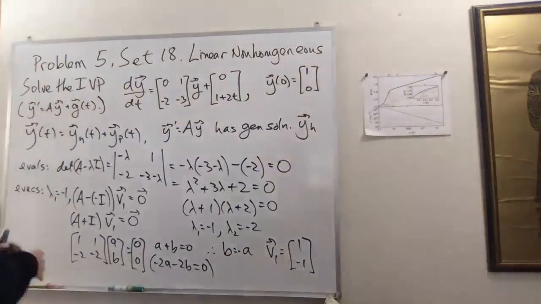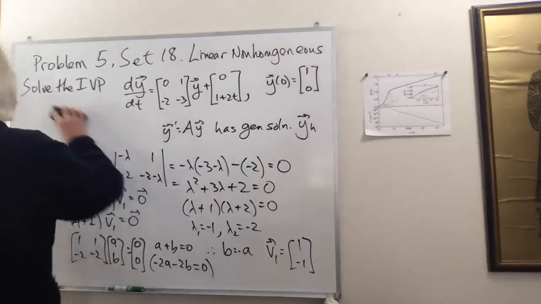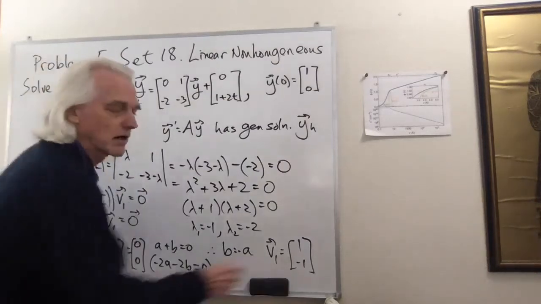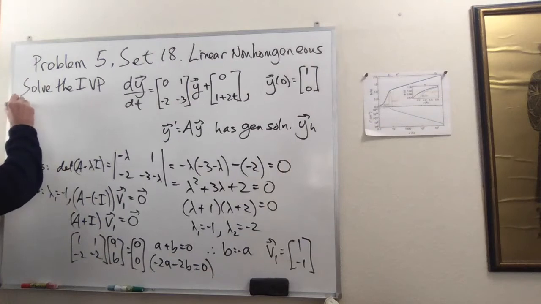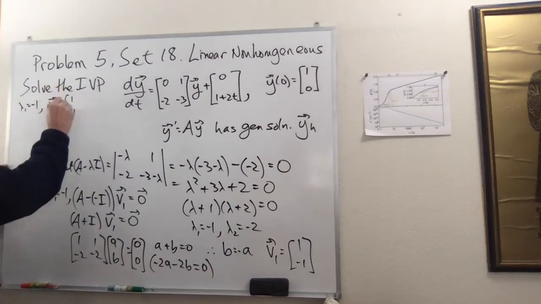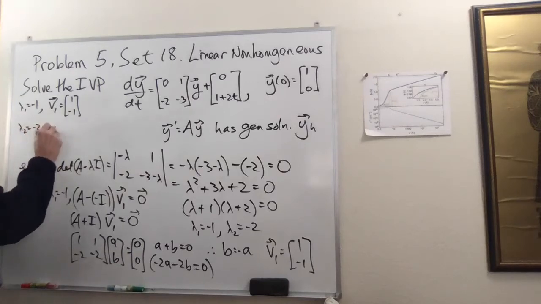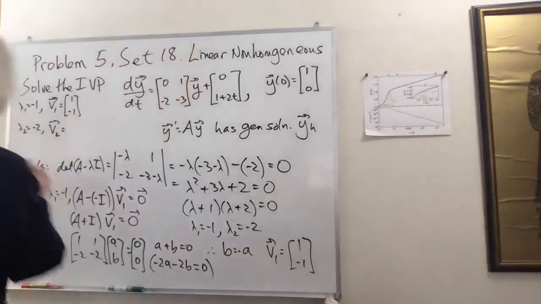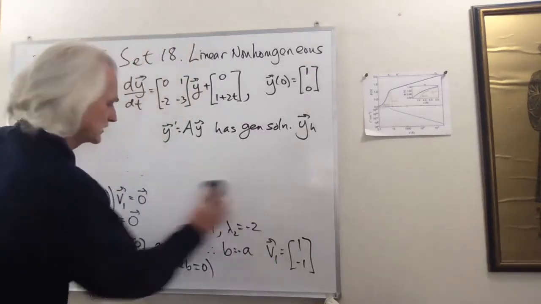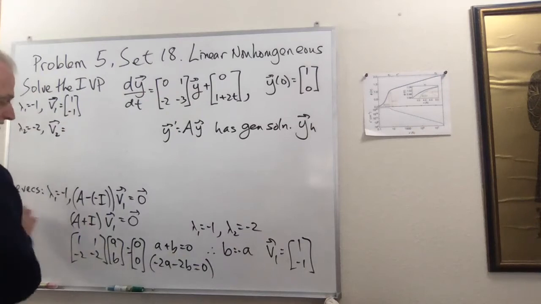All right, so let's see. I think it's time to get rid of some stuff. Let us start to accumulate what we've gotten. We have lambda 1 equals -1, and at least our choice for V1 is 1, -1. And then lambda 2 is -2, and we don't have V2 yet, but we'll get ready to do V2. Now we don't need the eigenvalue computation anymore. Let's just get rid of all of this.